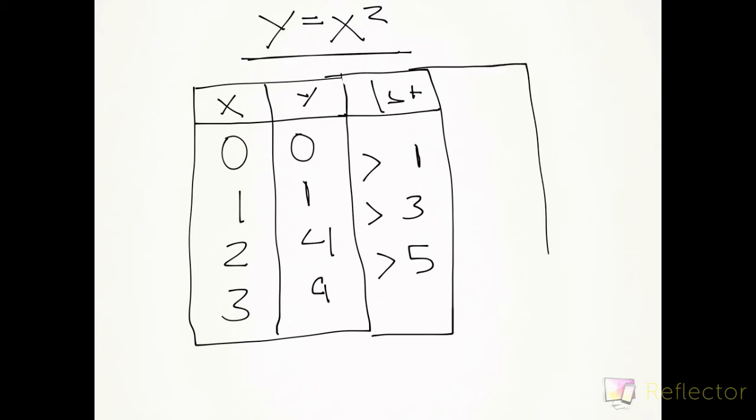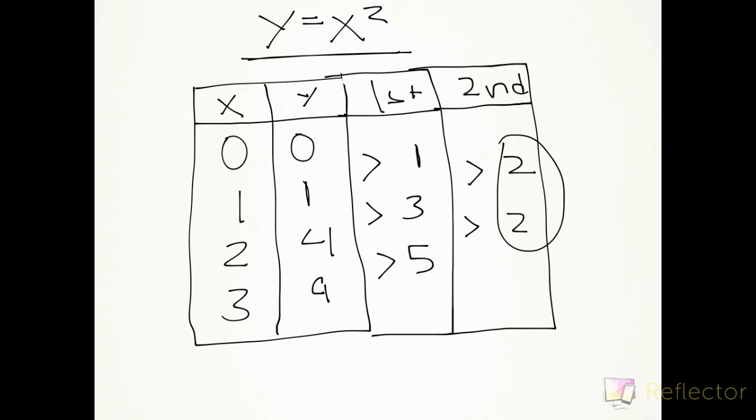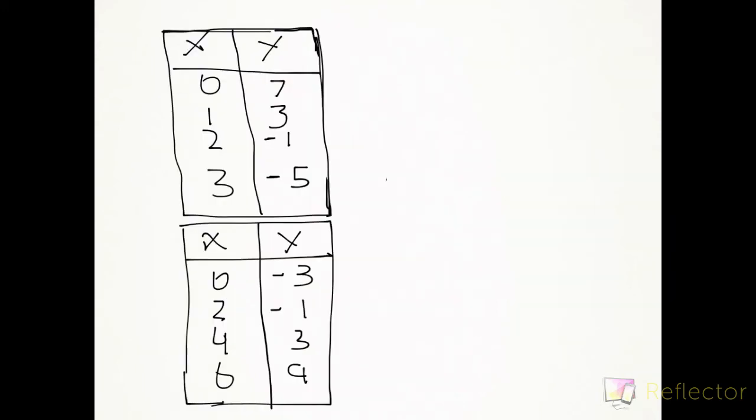We then make a second differences column because the first differences aren't the same, and we subtract the consecutive values of the first differences here, and we get 2 each time, as you can see here. That proves that the relation is non-linear because the first differences column is not the same.